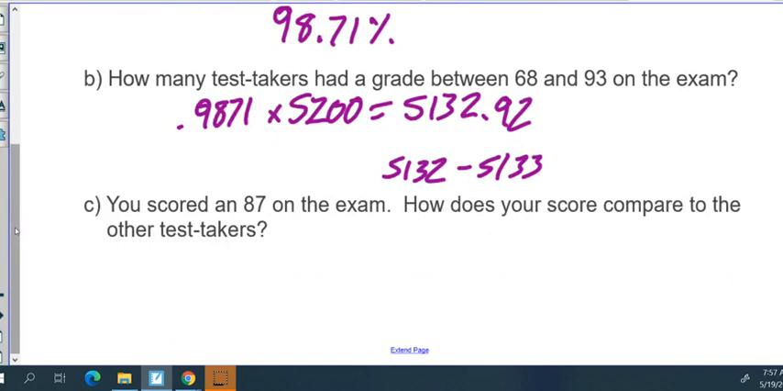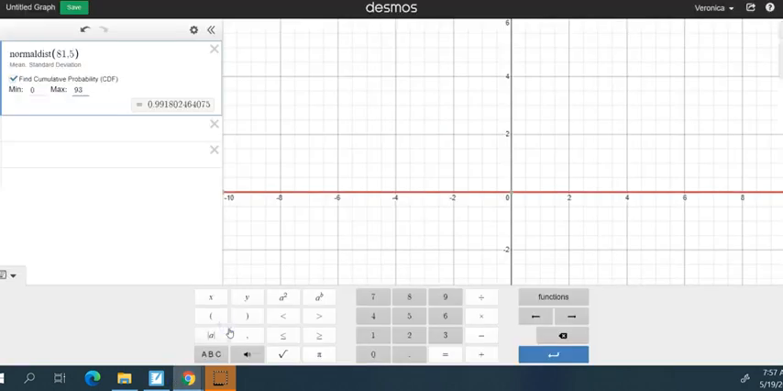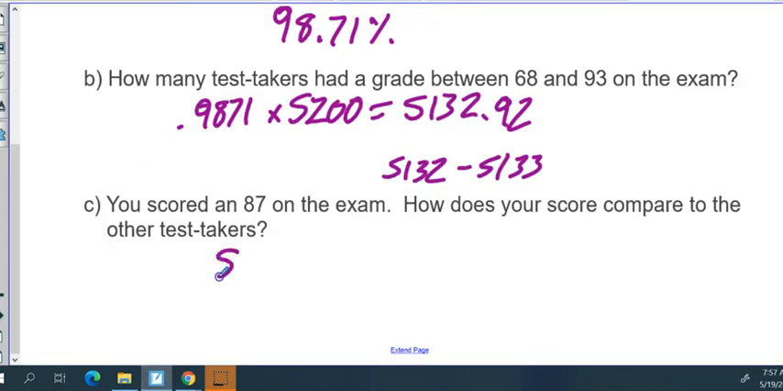Lastly, you scored an 87 on the exam. How does your score compare to the other test takers? Let's head over to Desmos. Let's change our score to an 87, and we'll notice that we get a decimal of 0.8849, and so on and so forth. So 88.49%. What does that percentage mean? It means that we scored better than 88.49% of students.